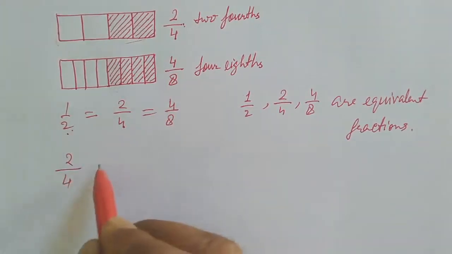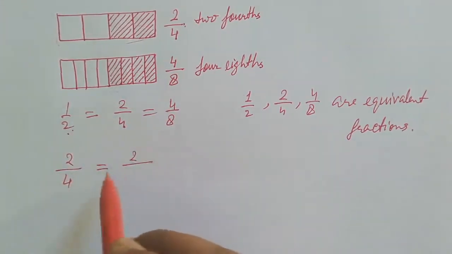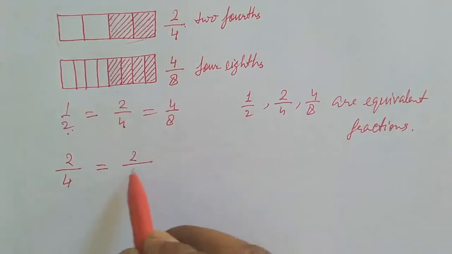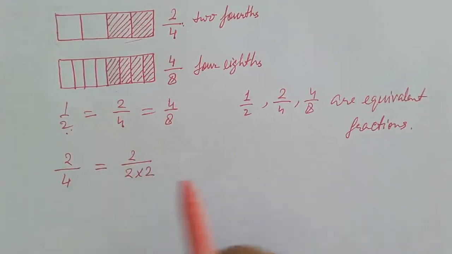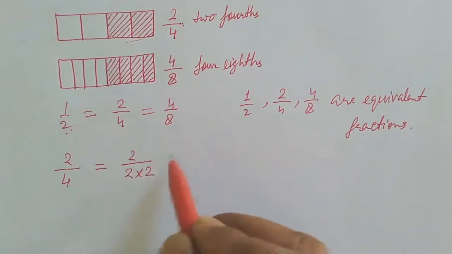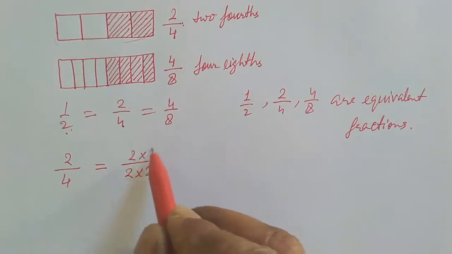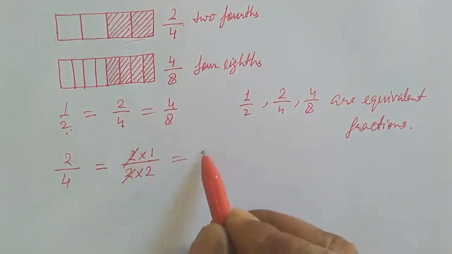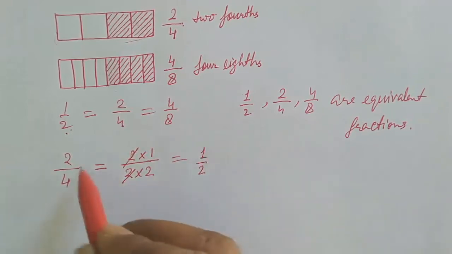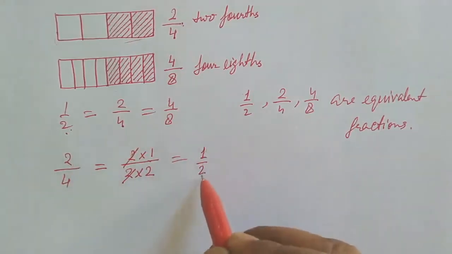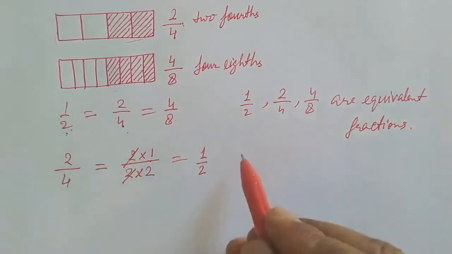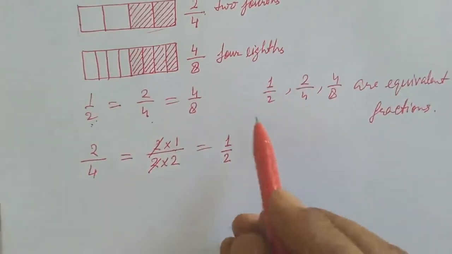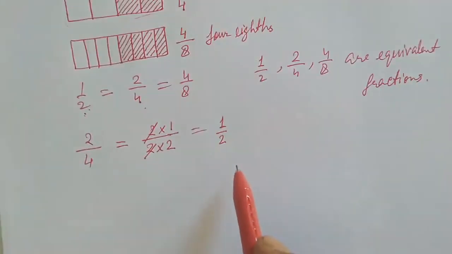So 2 by 4. We can write it like this. 4, this is 2 into 2. 2 2s is 4. Now 2 and 2, they will cancel each other. We can write it like this. So this is 1 by 2. So we have converted this 2 by 4 into this 1 by 2. So 1 by 2 and 2 by 4, they are the same fractions, equal fractions, equivalent fractions.